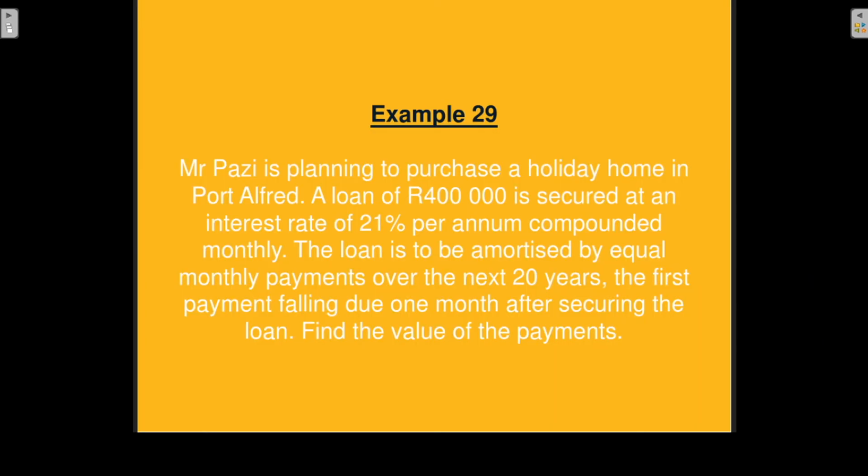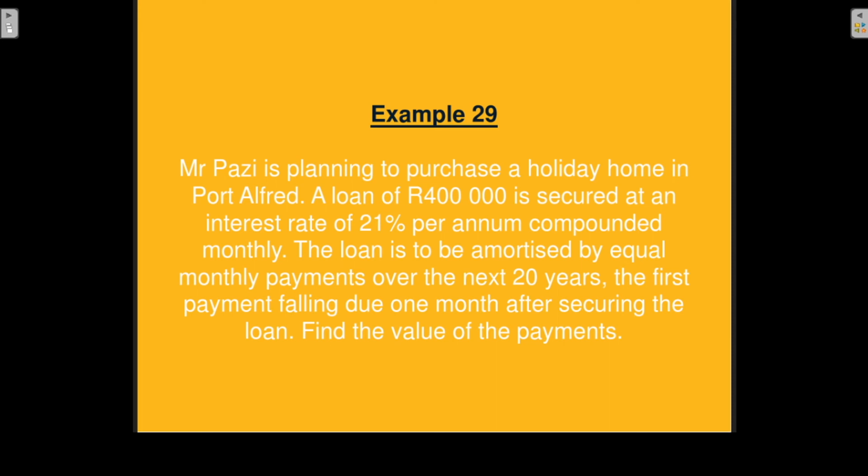Now we will continue to example 29. Mr. Pasi is planning to purchase a holiday home in Port Alfred. A loan of 400,000 rands is secured at an interest rate of 21% per annum compounded monthly. And he needs to repay this loan with equal monthly payments over the next 20 years, with the first payment falling due 1 month after securing the loan. Find the value of the payments.